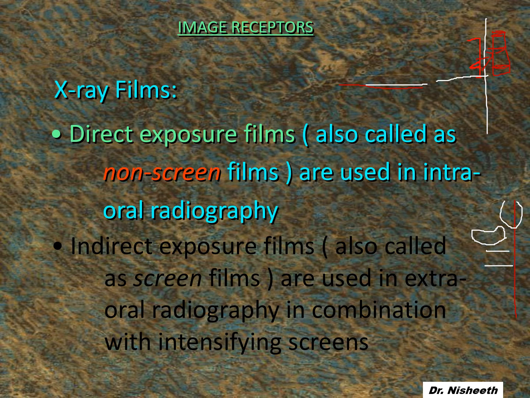I'm sorry. Okay, X-ray films are of two types: direct exposure films and indirect exposure films. Direct exposure films are those films which are directly exposed to X-rays. They are called non-screen films and they are used in intraoral radiography. And indirect exposure films are those films which are not directly exposed to X-rays.